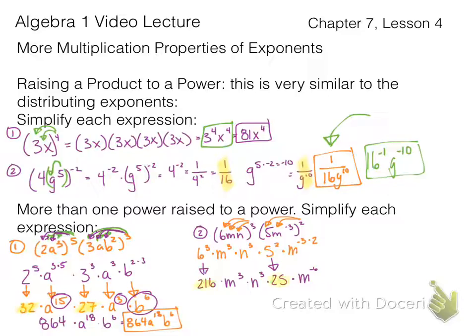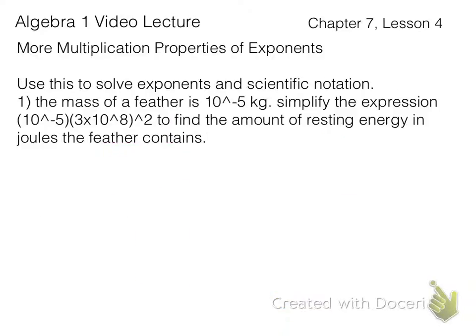Now let's combine some like terms. 216 times 25 is 5,400. m to the 3rd times m to the negative 6th. We're adding the exponents because the bases are the same. That would be 3 plus negative 6, which is negative 3. And we just have the n to the 3rd. We write it without multiplication dots, and we're good to go. Alrighty.